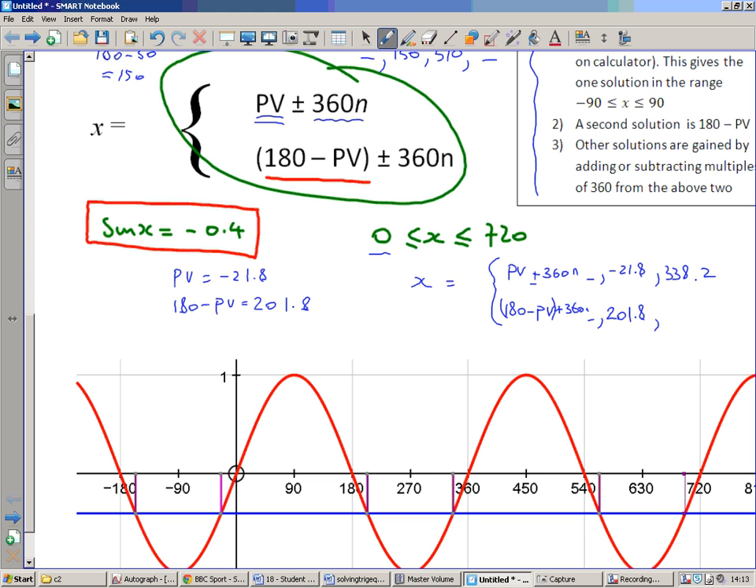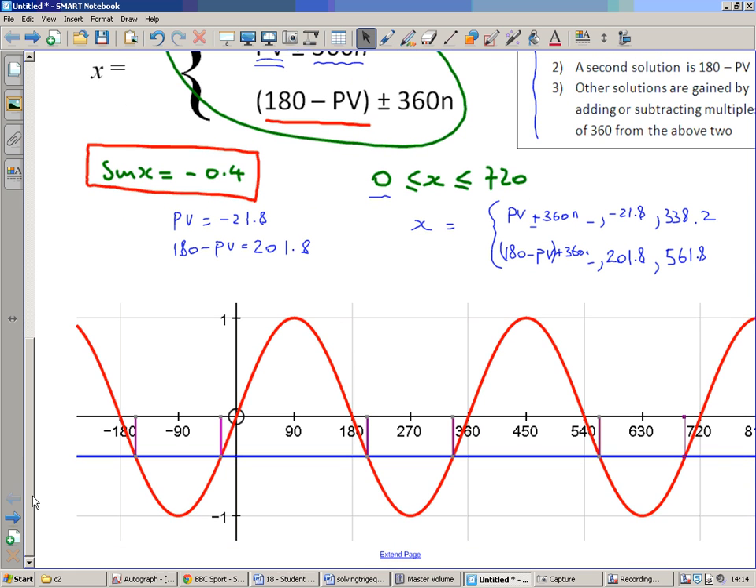And the 201.8 plus 360 is 561.8. And we can see these on the graph. As I say, some people just revert to the graph. It can be a little bit slow. So what we look at here is the graph gives us this principal value here, which gives us minus 21.8. Then we add on lots of 360. So that gives us that value there, which is our 338.2.